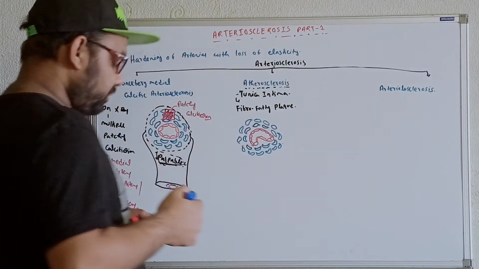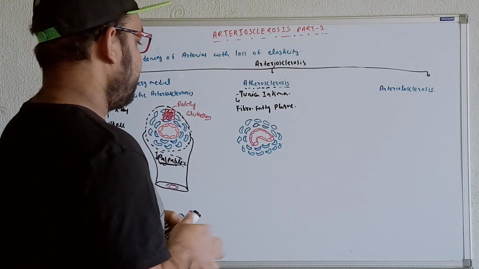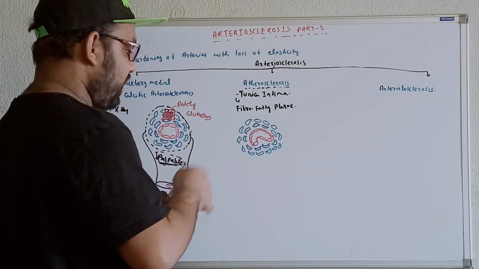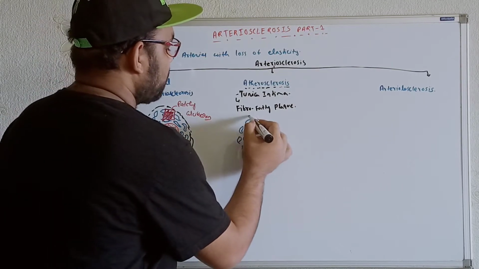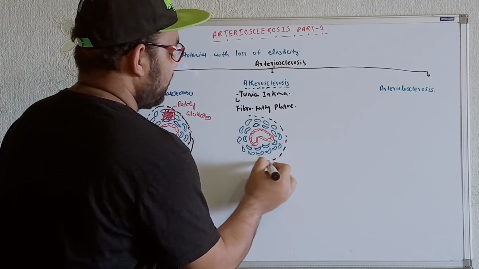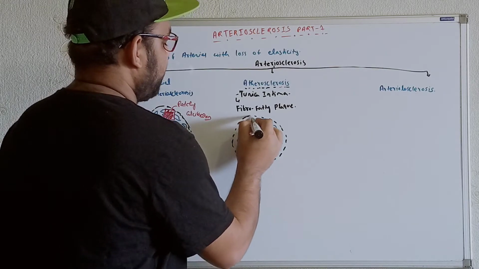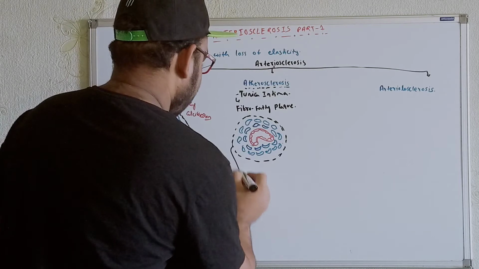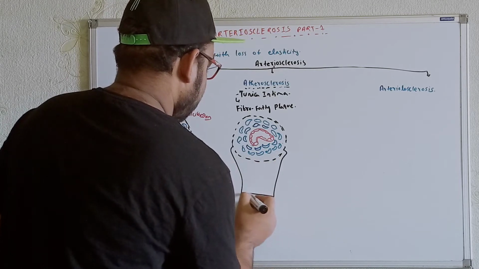Okay, now in this case, let's draw the tunica adventitia also. So we'll get the tunica intima, and we'll get the tunica adventitia. Now if I show over here the general structures, try to understand from here, guys.